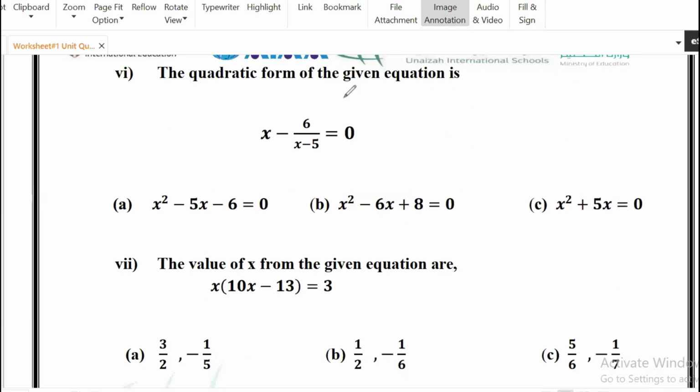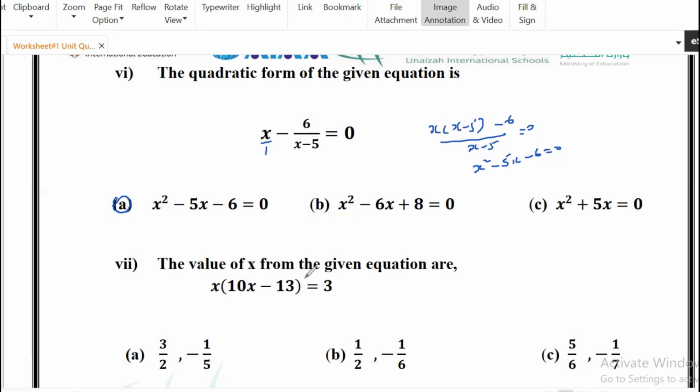Part number 6. The quadratic form of the given equation x minus 6 over x minus 5. We will try to simplify, by cross multiplication or by taking the same denominator, that will work also. If you multiply x into (x minus 5) minus 6 over x minus 5, that means we have x square minus 5x minus x is equal to 0. So our first option is the correct one.